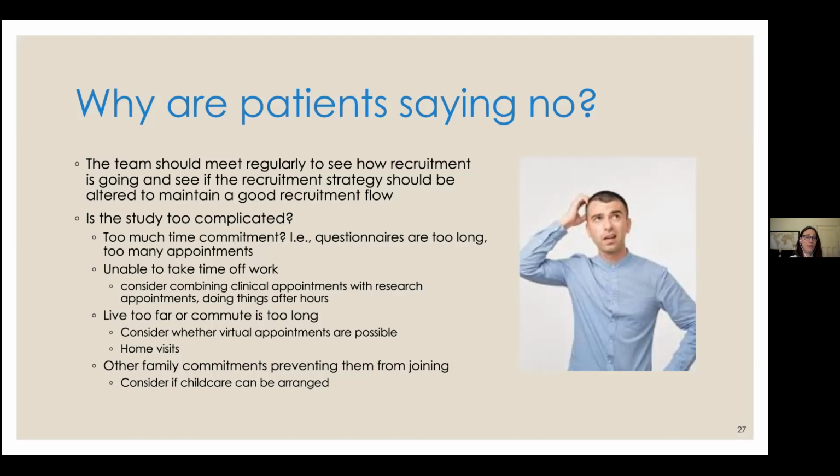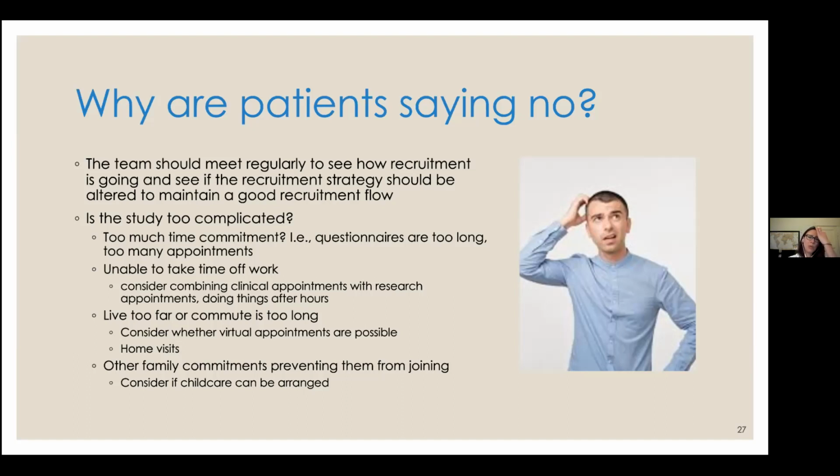So as I mentioned before, people are busy. They can't necessarily take the time off work. So you might consider combining their medical appointments with their research appointments, or doing things after hours, in the evenings or on the weekends if possible. They might live far away, or the commute is too long. They have to take too many buses, trains, whatever to get in. In the land of COVID, we've learned that doing things virtually is definitely possible, and sometimes easier. So consider whether a virtual appointment is possible for your study. And then alternately, home visits is something that you can do.